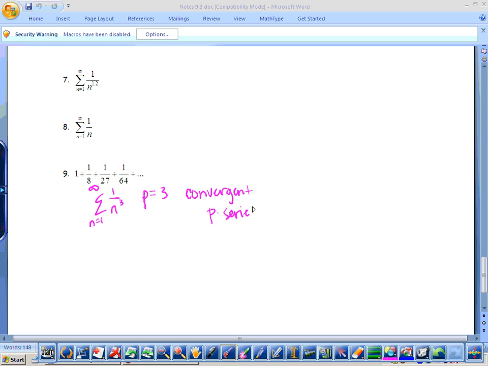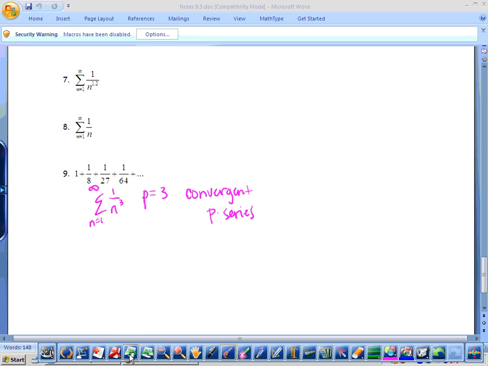So from here on out, anytime you see a p-series, you can identify that it's a p-series and tell me whether it converges or diverges by whatever that value of p is. Now, something that's more complicated, like 1, 2, and 3 on the notes, you're going to have to use the integral test to do that.